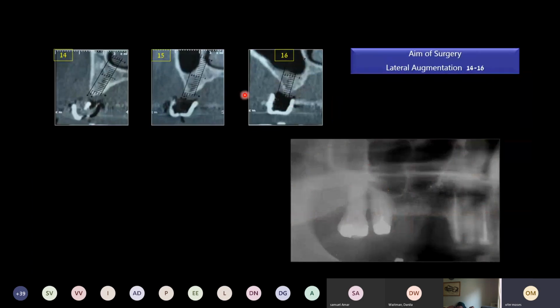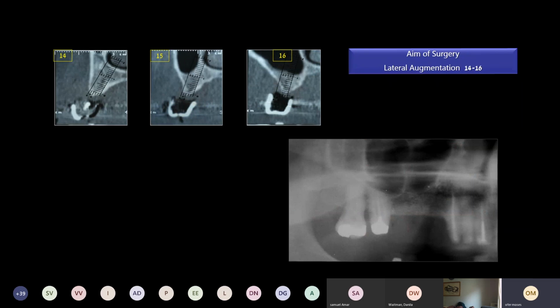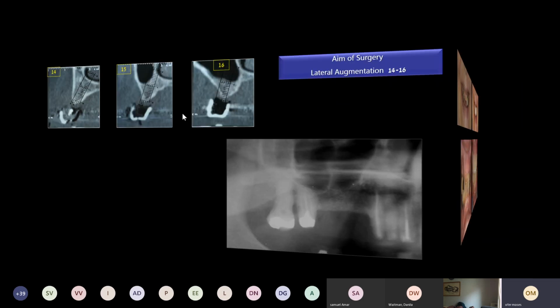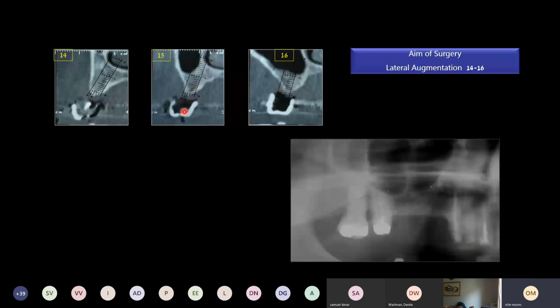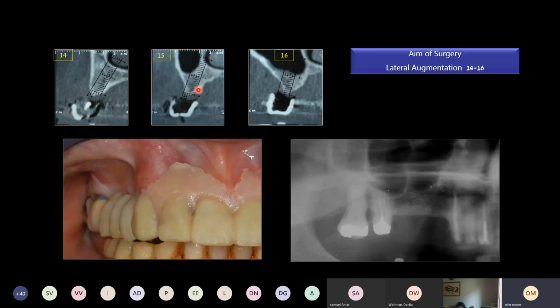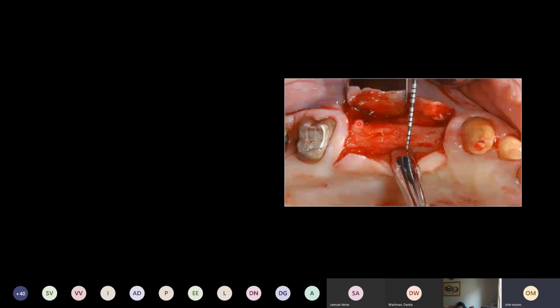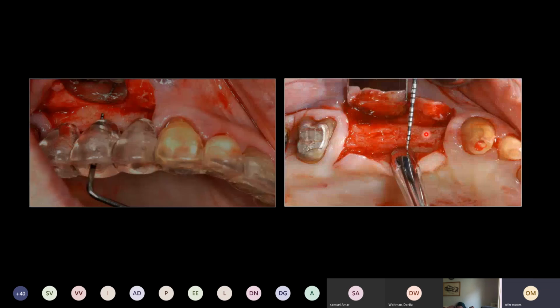What you see here is a CT scan with the previous bridge in place. And of course, you see that the center of the implant will be something here, and here will be the buccal part of the crown, far away from the center of the implant. So I have to do something in order to correct it. And the something that we decided to do is to perform a split crest in this area.